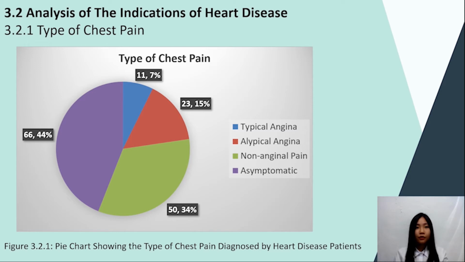Based on figure 3.2.1, it shows that asymptomatic chest pain type is the majority for the sample heart disease patients. The total of asymptomatic chest pain type patients is 66 patients, forming 44%, while typical angina is the least common for the sample heart disease patients, which occupies only 7%.